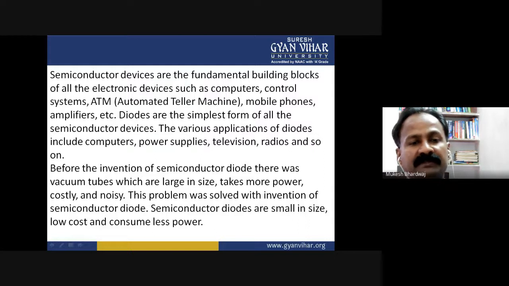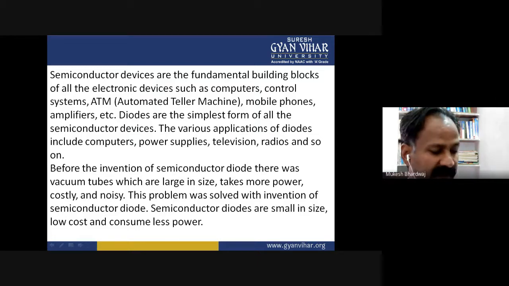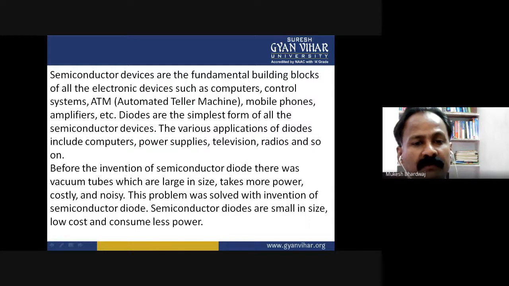Before the invention of the semiconductor diode, there were vacuum tubes, which are large in size, take more space, take more power, are costly, and noisy. This problem was solved with the invention of the semiconductor diode. Semiconductor diodes are small in size, low cost, and consume less power.